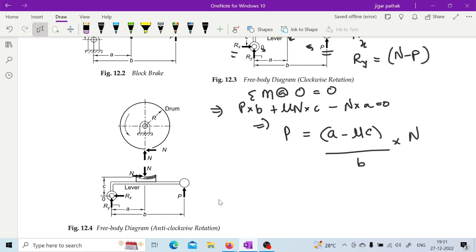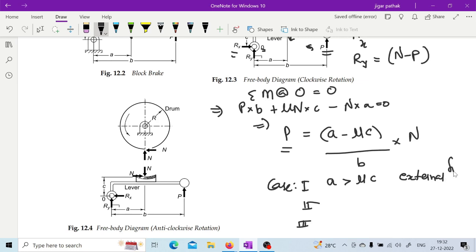Now once you have this equation, you can have an idea in which particular condition you need to provide the external force in order to stop the drum, right? So if you see this equation, you have three different cases here, case 1, 2 and 3. Let us see. The first case is where this distance A is greater than mu into C. So if A is greater than mu C, it means you need to provide some external force in order to stop the drum, right?